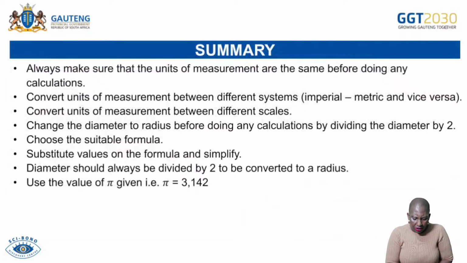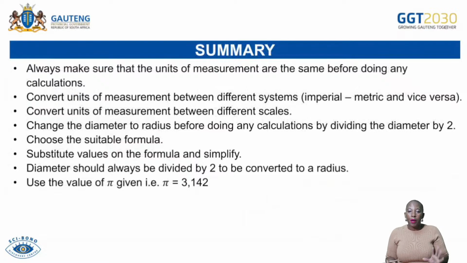Change the diameter to radius before doing any calculations by dividing the diameter by 2. So if you are given the diameter, you have to divide it by what? By 2, and then you know that you've got the radius readily available for you on standby. So when you do the calculations, you must be able to choose the correct formula. You choose the suitable formula to do the calculation.